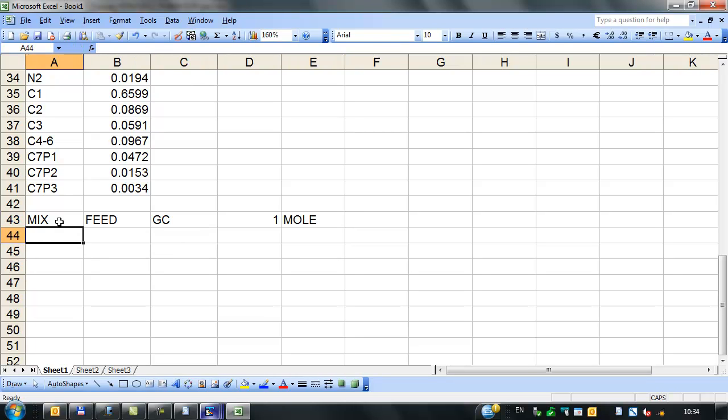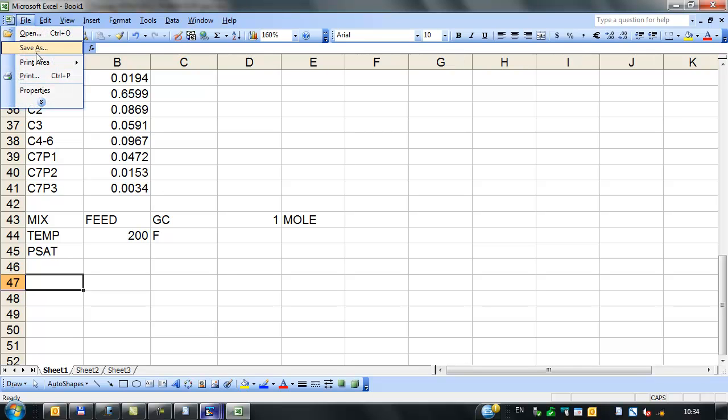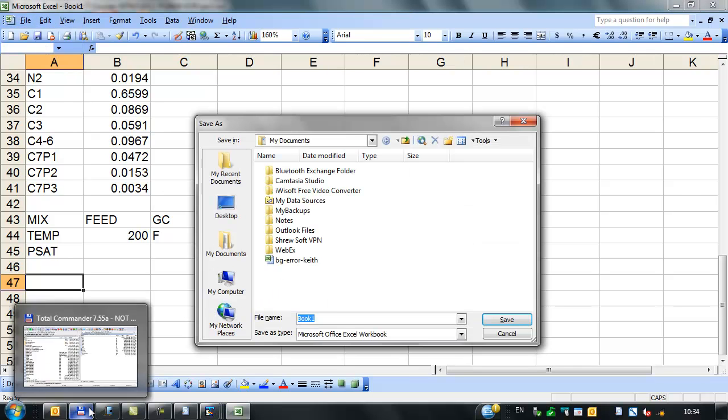Okay, and then we'll set the temperature to, what was it, 200 Fahrenheit, I think. Don't need so many digits there. And then we'll do a saturation pressure calculation. Okay. And I'm going to save this before it crashes the whole system.